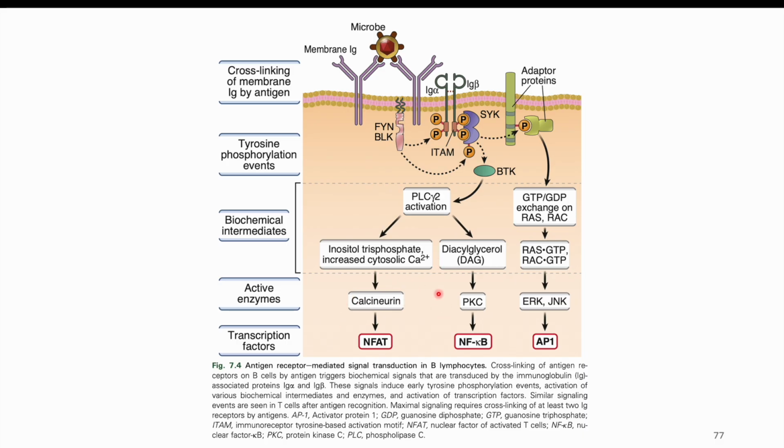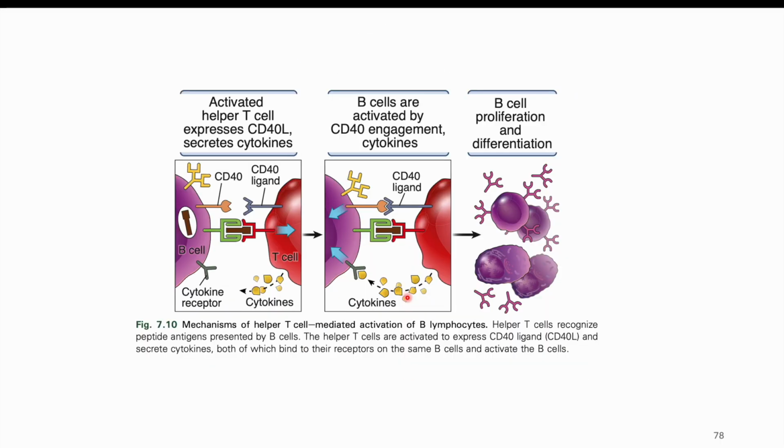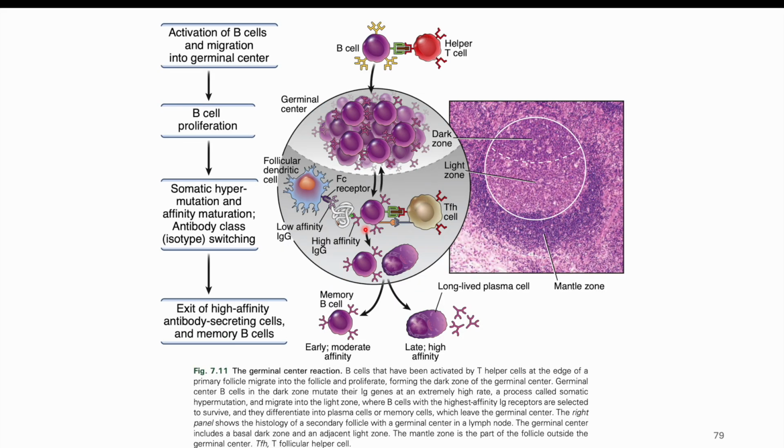So imagine there will be a transcription factor which will go and bind to a gene which is required for the secretion of cytokines, or a protein which is required for the secretion of cytokines. Okay, this is how the whole process is taking place. These are the basic things of receptor ligand complex.